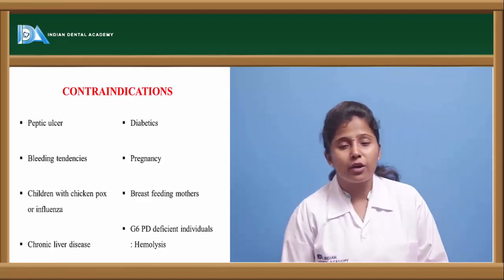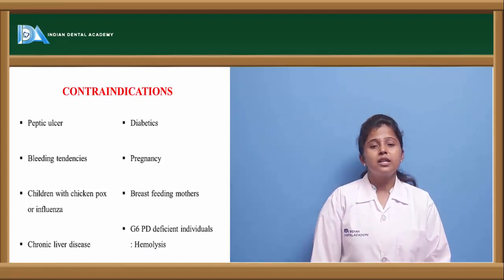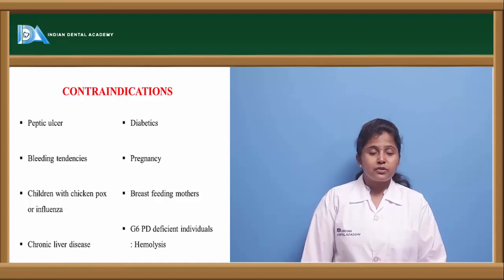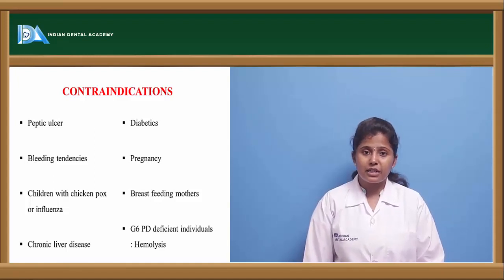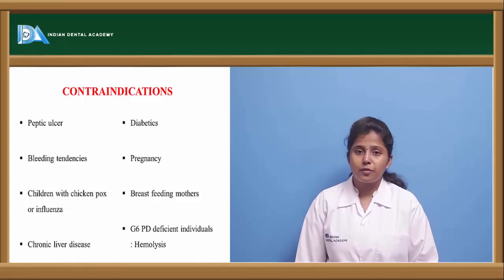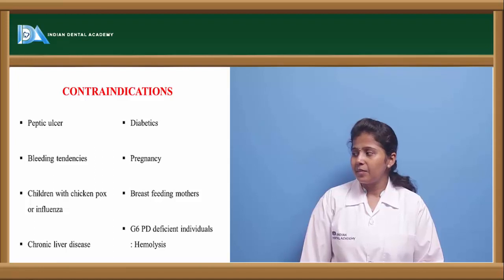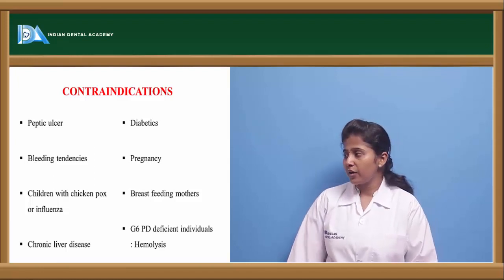Aspirin should be contraindicated in peptic ulcer because it potentiates the release of hydrochloric acid. If excessive acid is released in a peptic ulcer condition, it may worsen the situation. That is the reason it should be contraindicated in peptic ulcer. And in bleeding tendencies also, aspirin should be contraindicated.